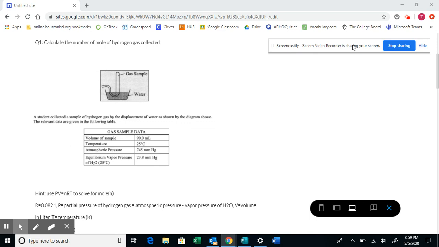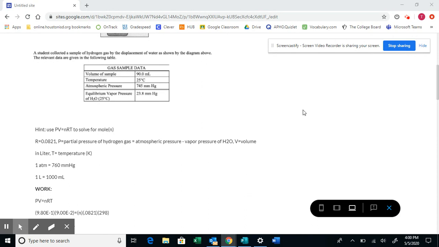Question 1. Calculate the number of moles of hydrogen gas collected. The student collected a sample of hydrogen gas by the displacement of water as shown by the diagram above. The relevant data are given in the following table. Use PV equals nRT to solve for moles, or n.